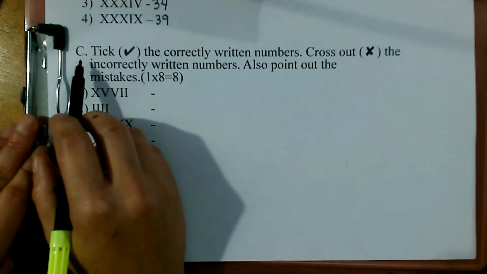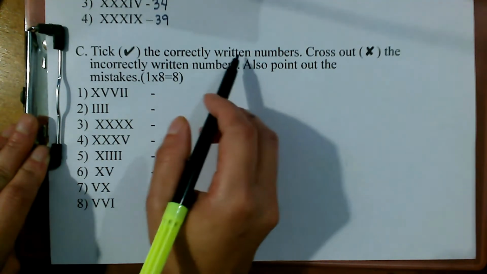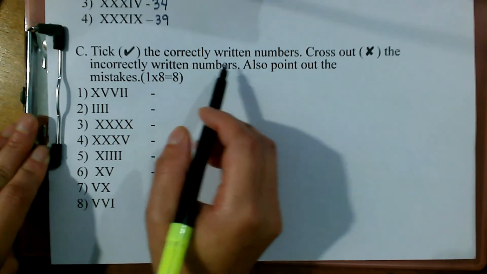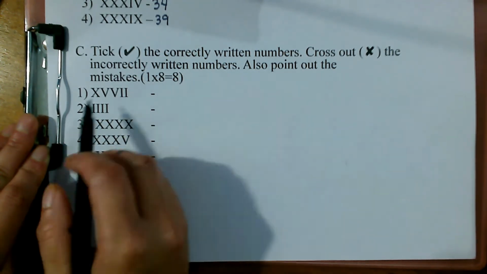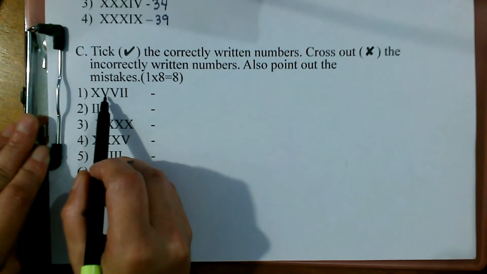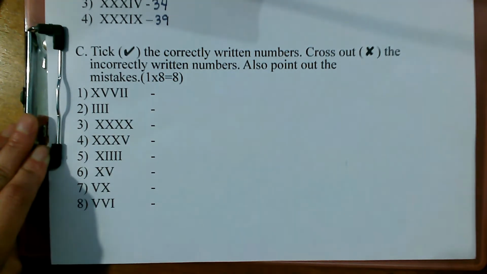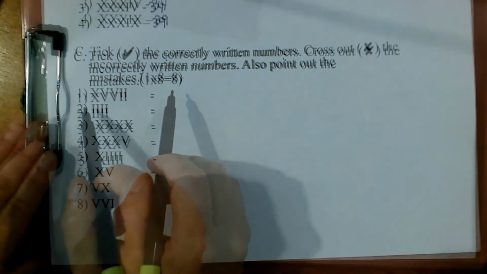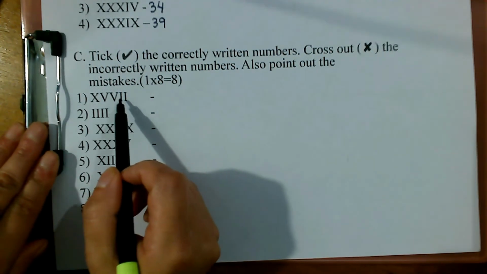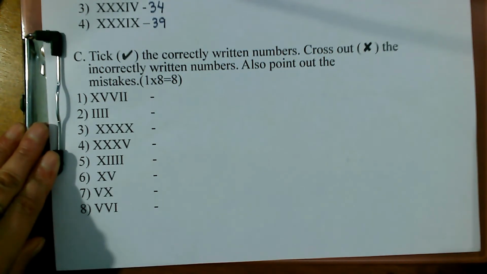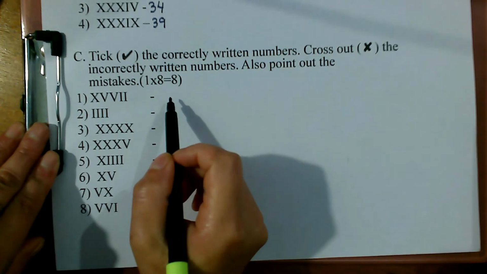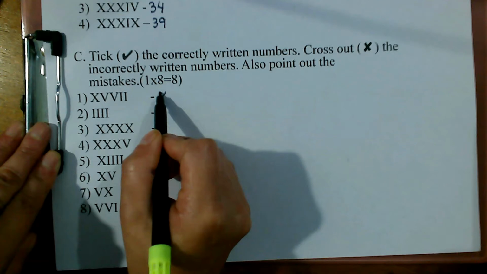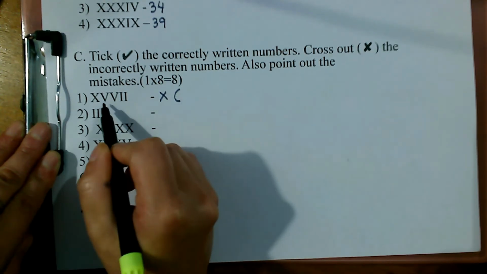And question number C, tick the correctly written number, cross out the incorrectly written number. Also point out the mistakes. Question number 1, XVVII. You have to find out if this is correctly written or incorrectly written. So this is incorrectly written, so you have to cross it out. Why? Because V cannot be repeated.